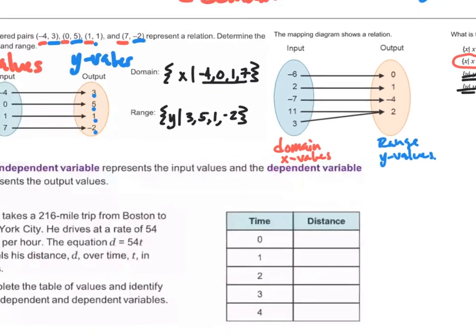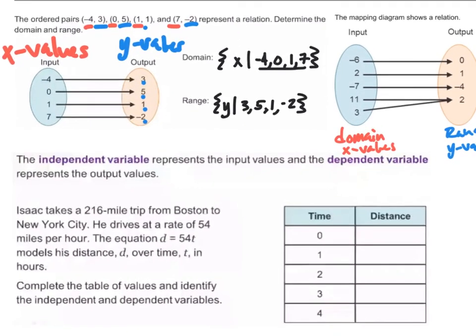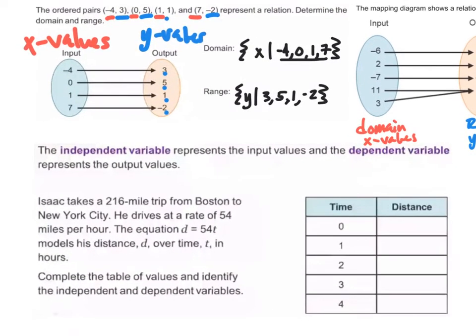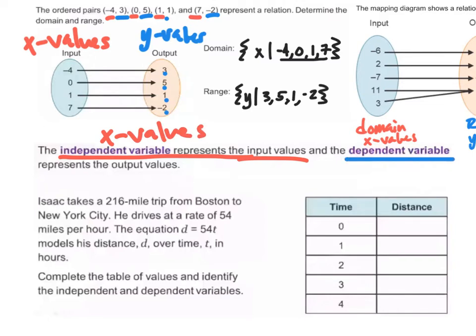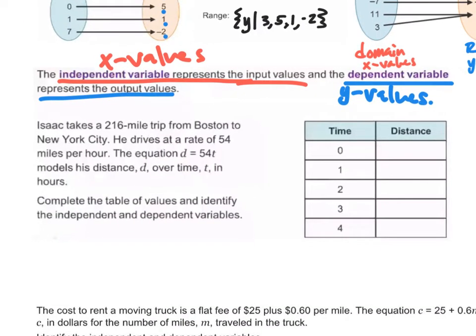The next thing I want to do, it says independent variable and dependent variable. Independent variable represents the input. If you have an input, we call those x values. Dependent variable represents the output values. These are often called y values. So let's take a look at this question.